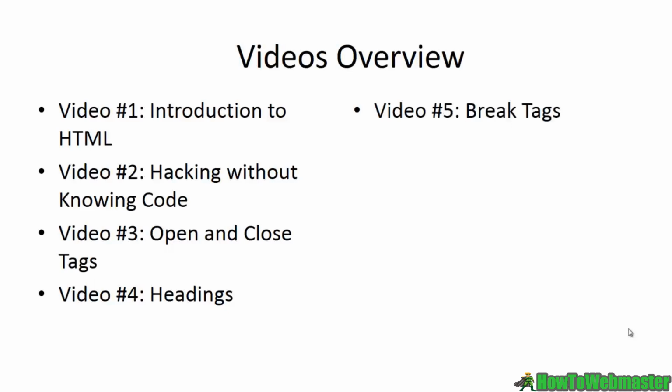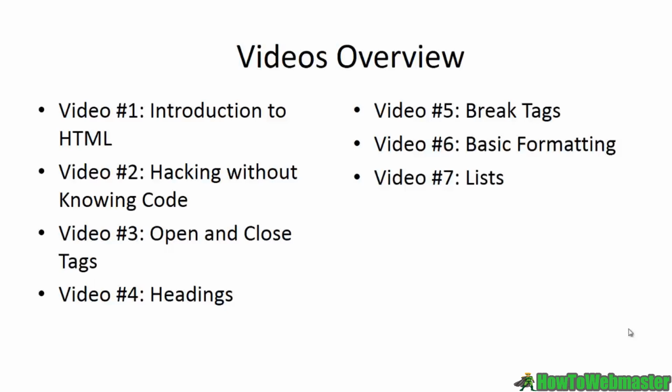Video number 5, we're going to talk about break tags. Break tags allow you to break sentences up so that you have white space in between. This is also good for creating white space between images and everything like that. Video number 6, we're going to talk about basic formatting, underlining, bolding, italicizing, things like that you are going to run into. Video number 7, we're going to talk about lists, unordered lists and ordered lists.